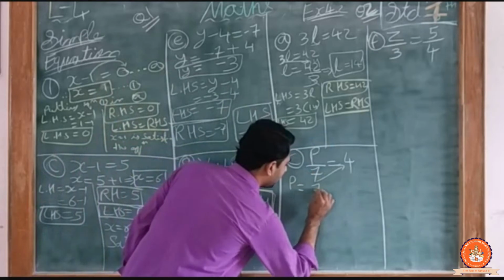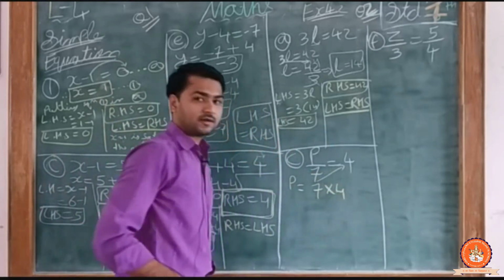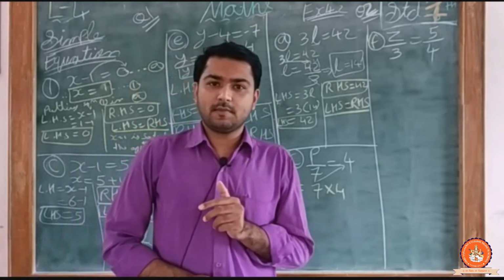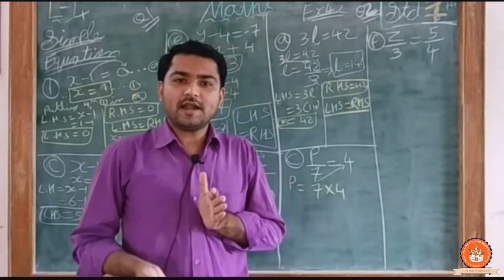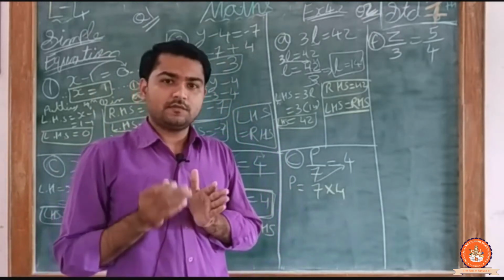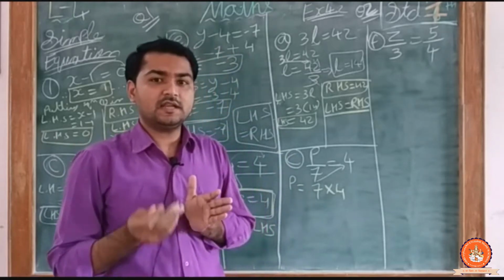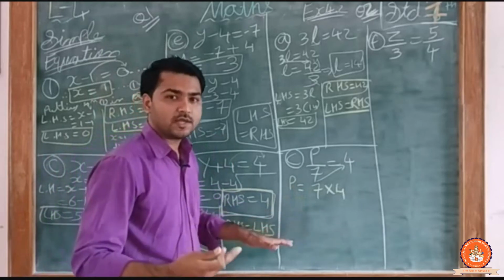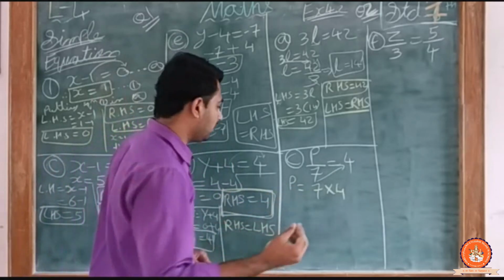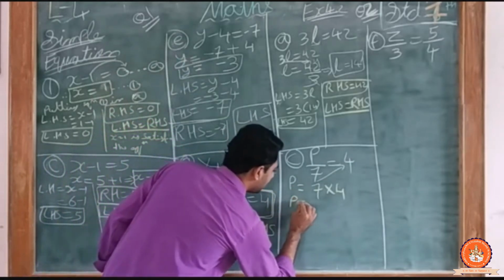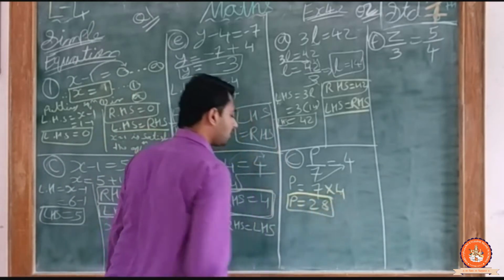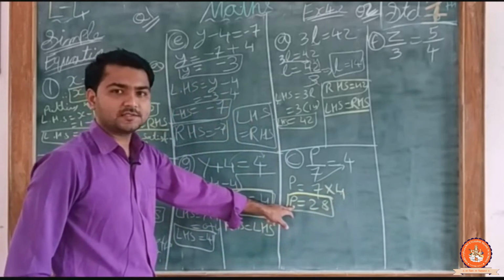So 7 into 4. ये आपको ध्यान रखना है. You have to keep in your mind that in plus and minus, if it is going on the right side, if it is plus then it becomes minus and if it is minus then it becomes plus. अगर मल्टीप्लाई है तो डिवाइड हो जाएगा, डिवाइड है तो मल्टीप्लाई हो जाएगा. So from here we get the value of p is equal to 7 4s are 28. Okay students, I get the value of p is 28.